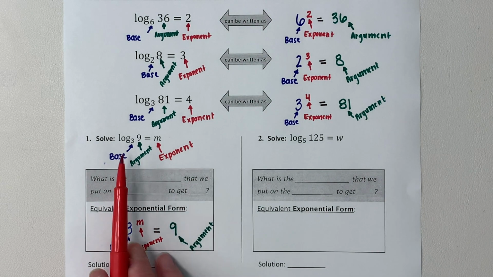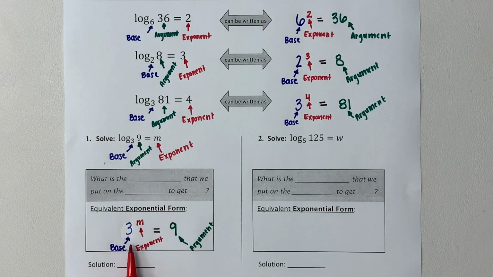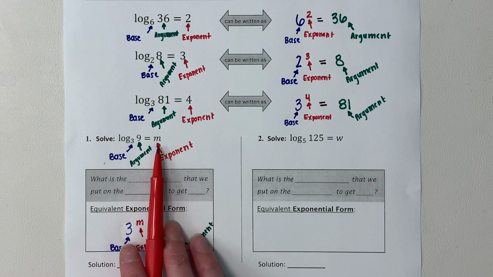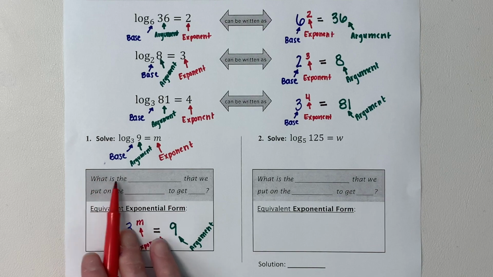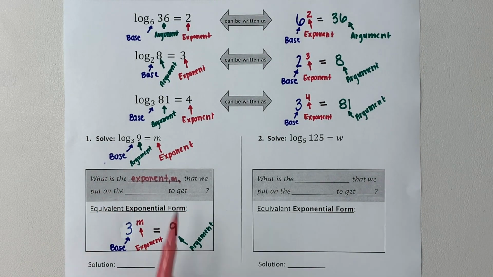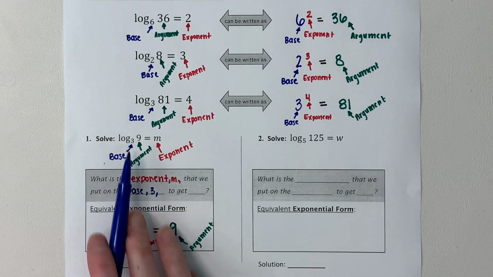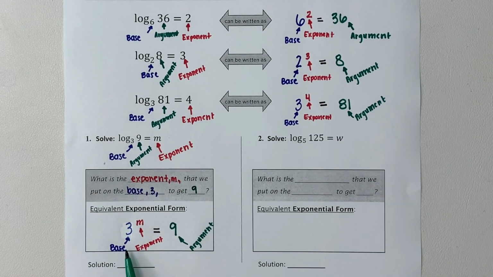So notice, while the logarithmic form presents the information in a slightly different way than the exponential form, they both ask the same question. The logarithmic form is asking, what is the exponent m we need to put on the base 3 to get the answer 9? Let's write that using words. The logarithmic form is asking, what is the exponent m that we need to put on the base 3 to get the answer 9. Notice we can use those same exact words for the exponential form.